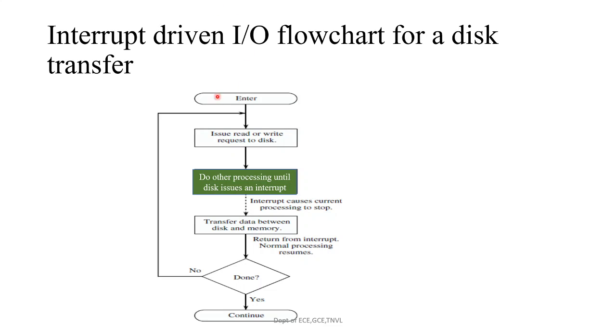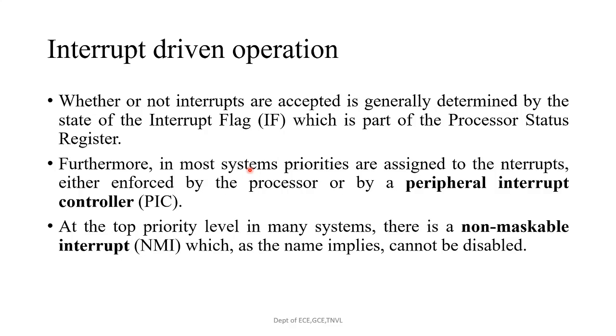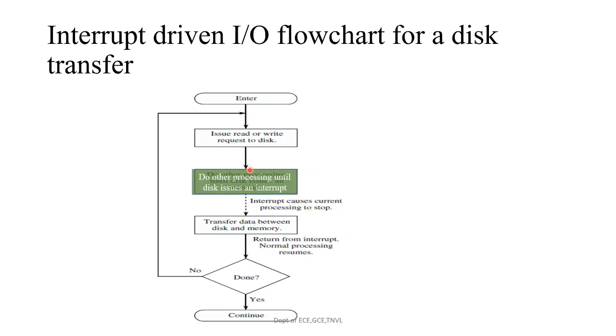So this is the flowchart for interrupt-driven I/O for a disk transfer. If you see here, the process starts with this enter. It issues the read or write request to the disk, whether it is to read data from the disk or write data to the disk. And the CPU doesn't care about this. It keeps on continuing its work. It does other processing until the disk issues an interrupt.